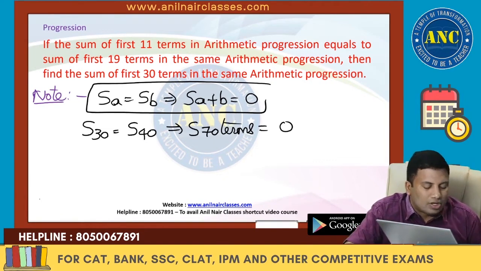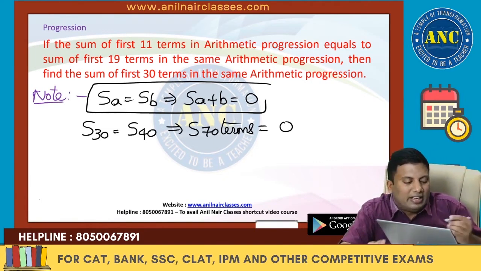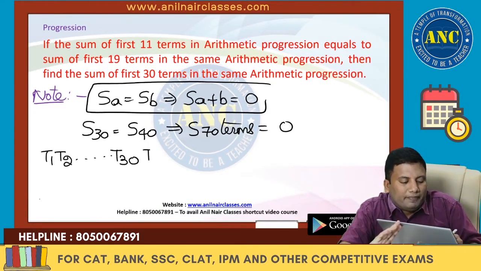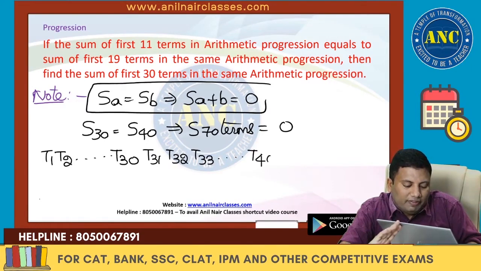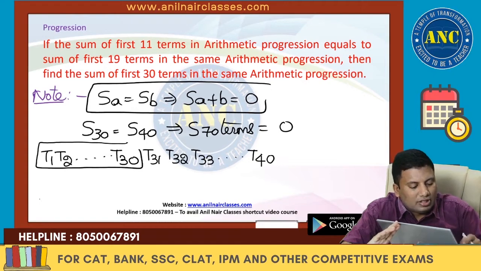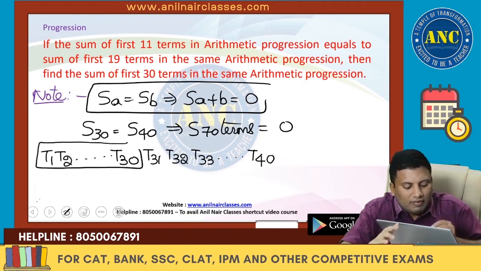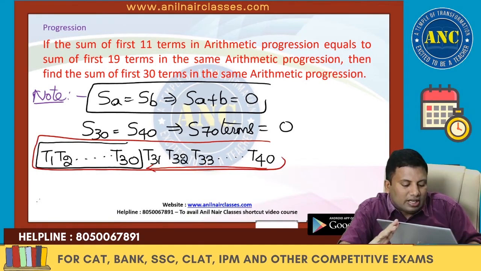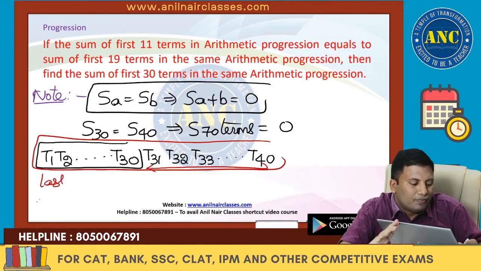If anybody asks you to tell the proof of why it is happening, you can easily say sum of 30 terms is T1 to T30. Sum of 40 terms is T31, T32, T33 till T40. Sum of the first 30 terms is equivalent to sum of the total 40 terms. That means last 10 terms sum is 0.